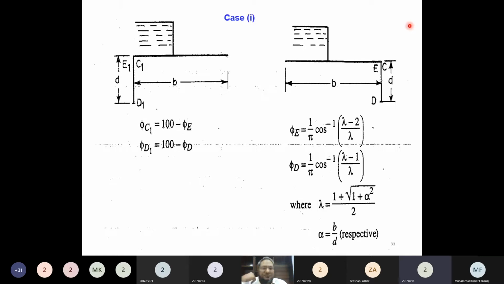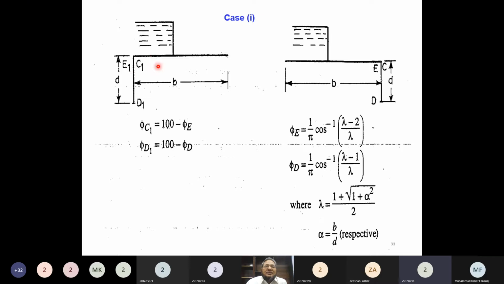So what is it? The uplift pressure or seepage flow. No, seepage flow is already there. Undermining. Seepage flow, undermining, two problems. Yes. One is the uplift pressure and the second is piping, undermining or piping.